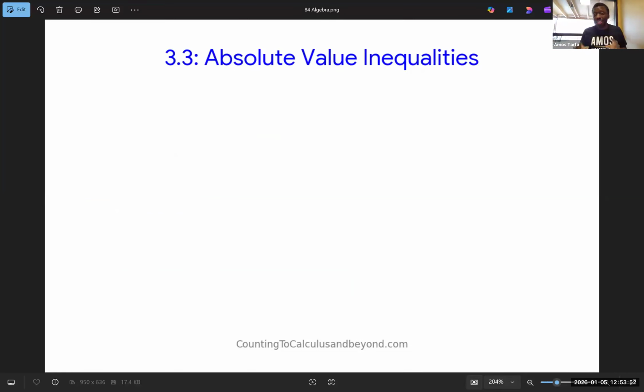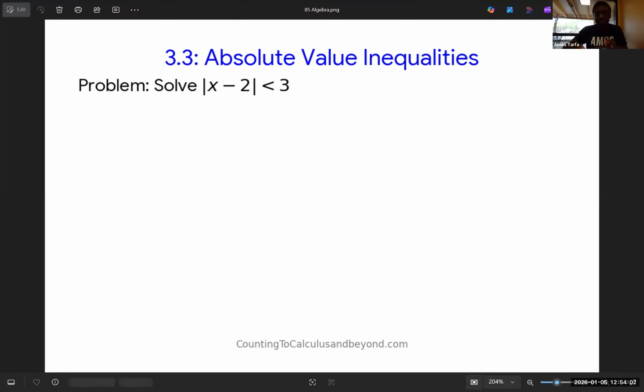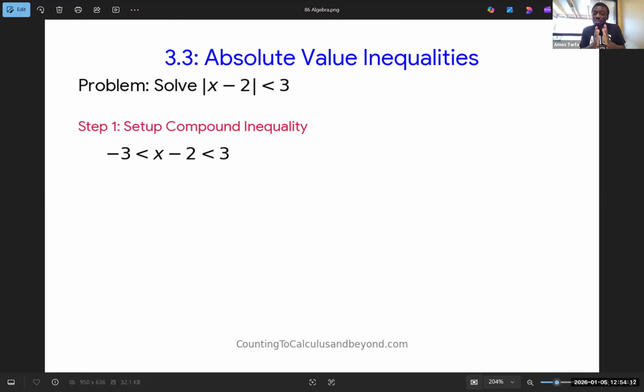Absolute value inequalities. These get a little interesting because now, remember with absolute value equations, you had to have 2 equations. One was positive and one was negative. So if you have a situation like this, we're going to have 2 inequalities. One is going to be positive and one is going to be negative. So you can put it this way: negative 3, then x minus 2, and then a positive 3, right? It's representing the fact that you have a negative 3 and a 3 in question.